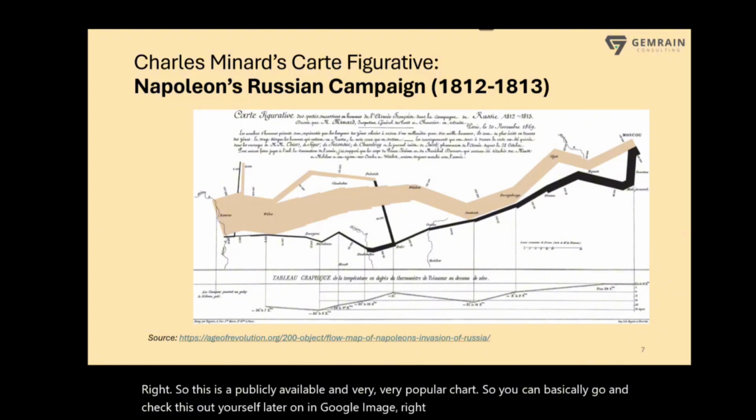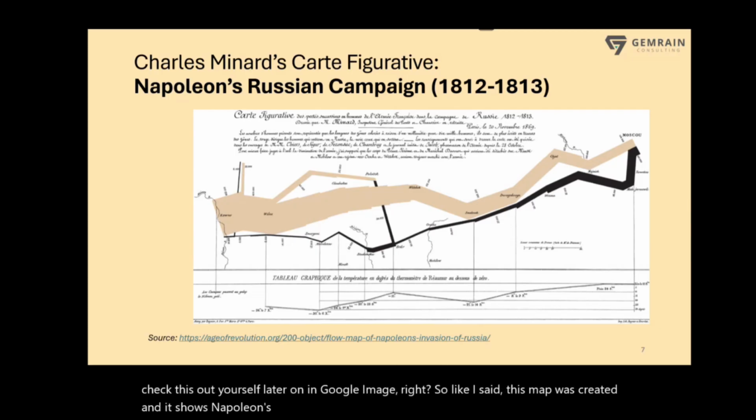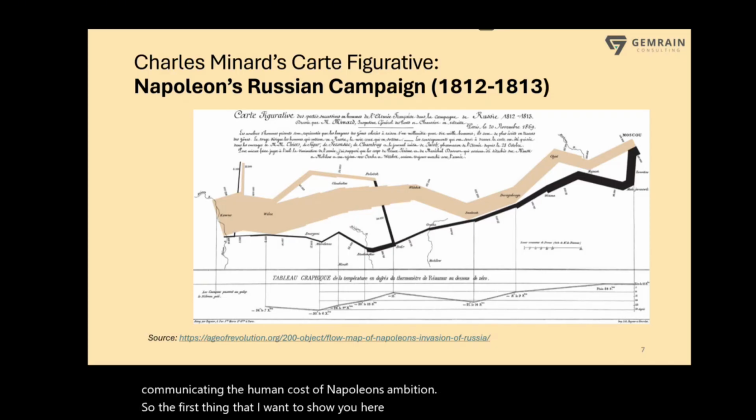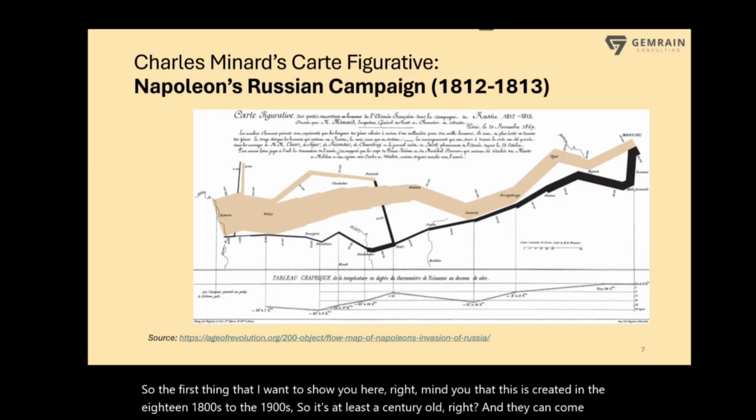So like I said, this map shows Napoleon's disastrous invasion of Russia in that winter of 1812 to 1813. The map is widely regarded as a masterpiece of information design, effectively communicating the human cost of Napoleon's ambition. So the first thing that I want to show you here, right? Mind you, this was created in the 1800s. So it's at least a century old, and they could come up with such a beautiful visual.